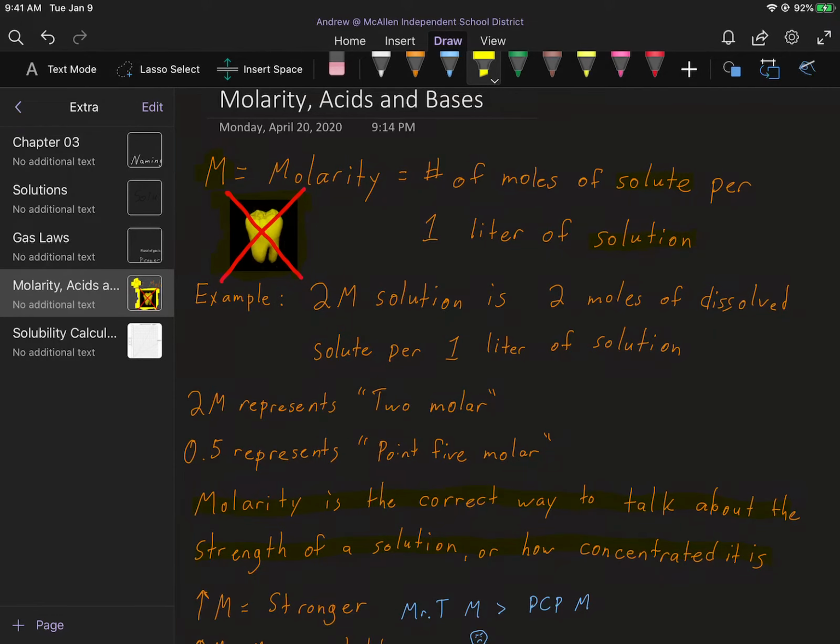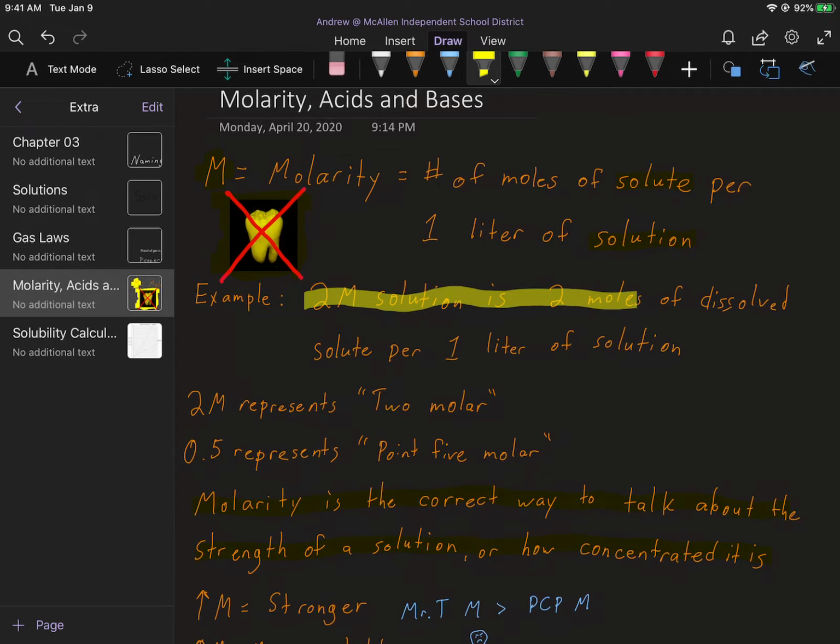Just as a quick example, if we use Kool-Aid, water would be the solvent. The Kool-Aid powder and sugar would be the solute, my bad. And the final drink is the solution. Check out the other videos on that. And then here we just have an example.